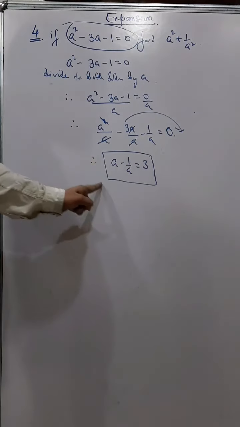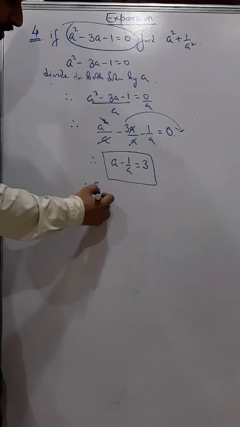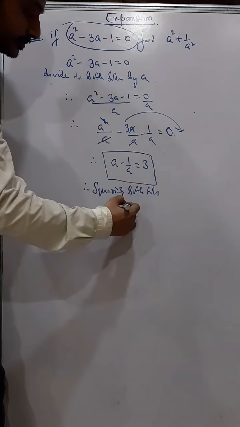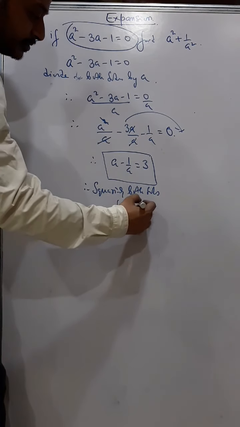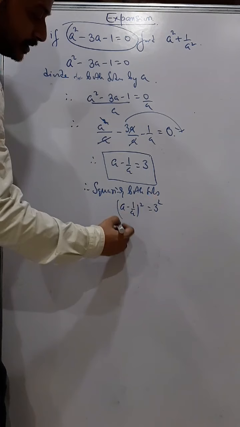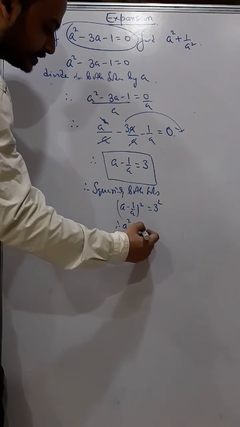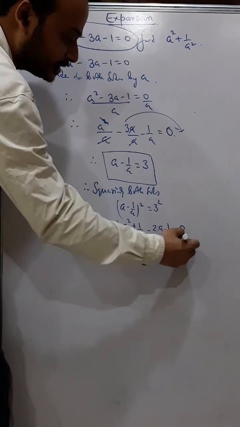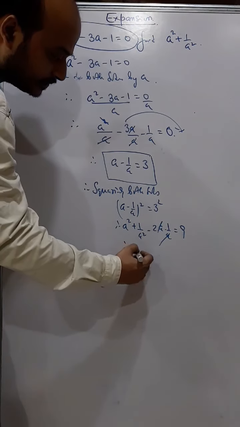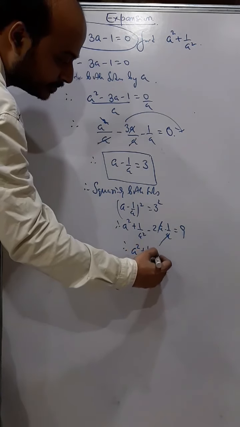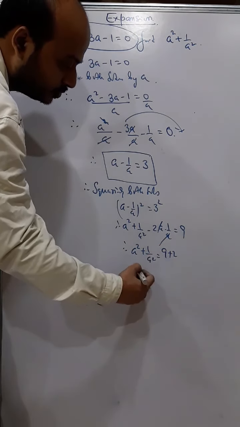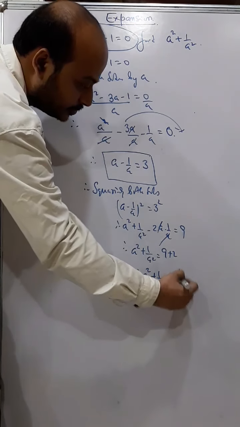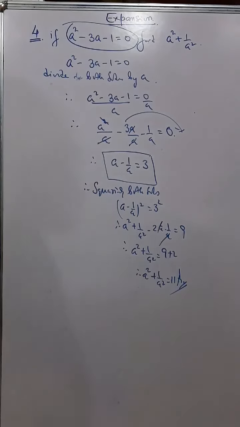Once you get this, you know what to do after this. We'll do squaring on both sides. So a minus 1 by a whole square is equal to 3 square, and then a square plus 1 by a square minus 2 into a into 1 by a is equal to 9, and finally we got a square plus 1 by a square is equal to 9 plus 2, that is, a square plus 1 by a square is equal to 11. Okay.